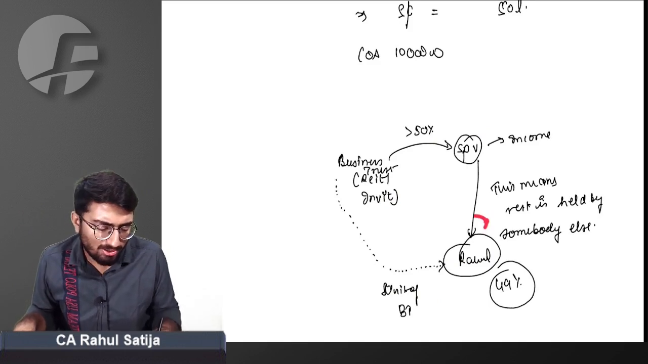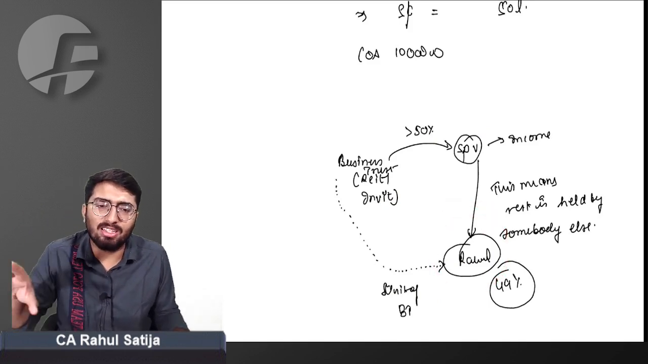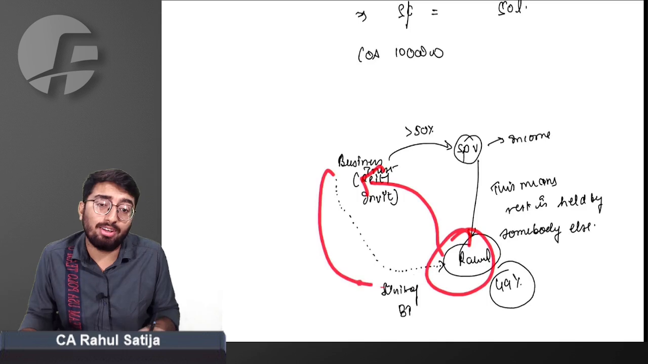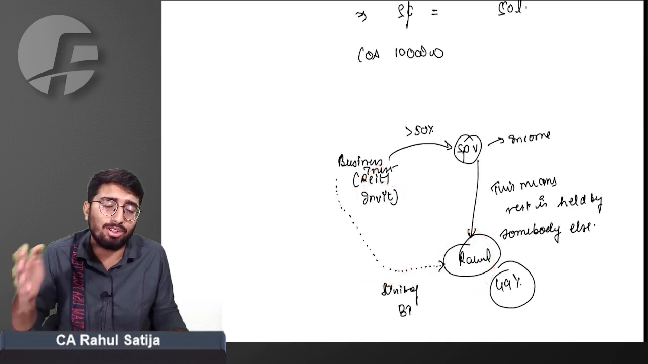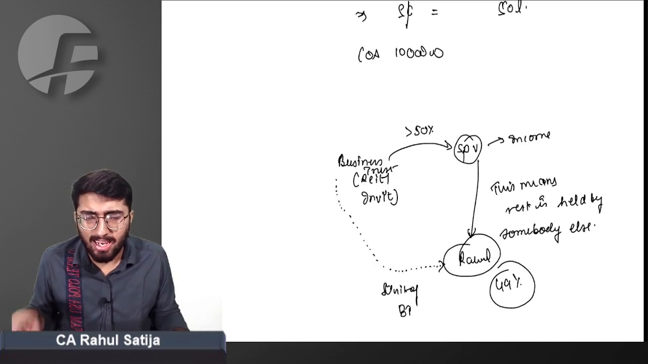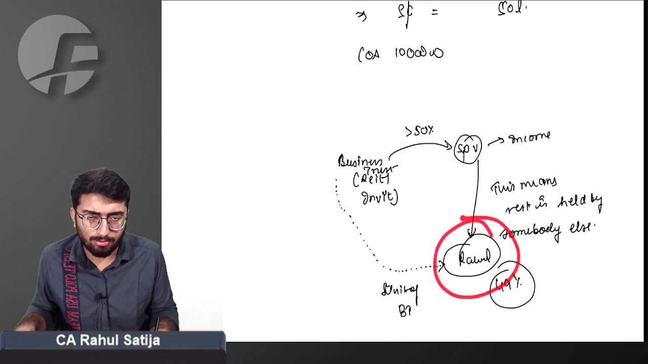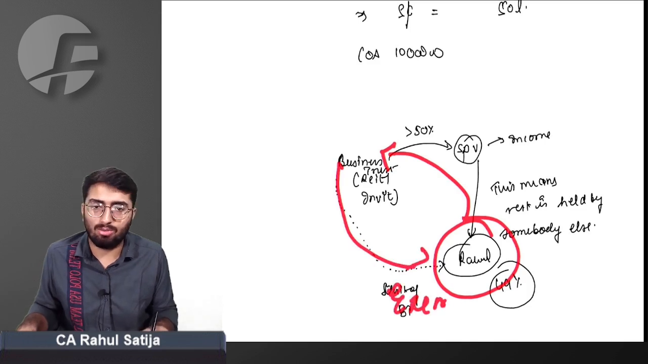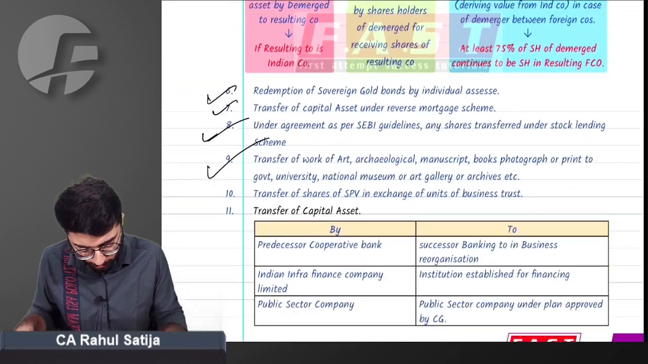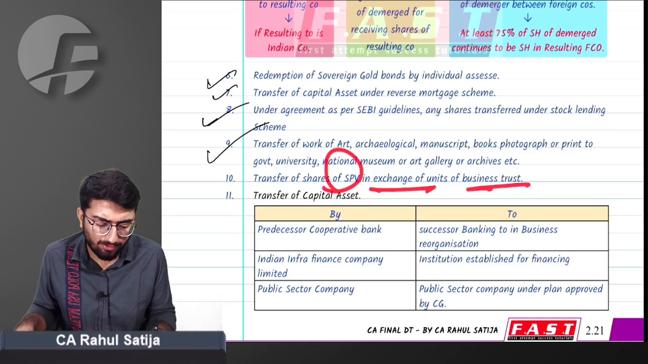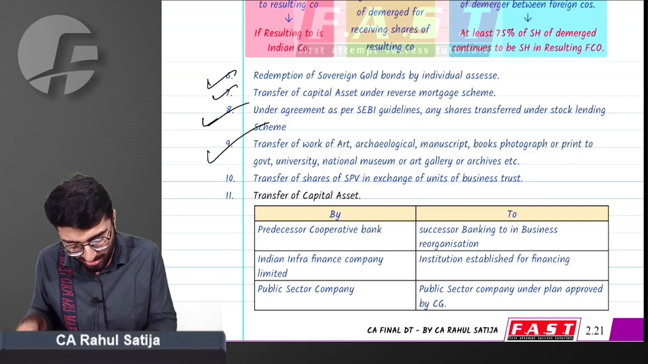Can I say there is transfer on account of Rahul? There is transfer occurring in the hands of Rahul. He is foregoing shares of company and receiving units of business trust. Any capital gain arising in the hands of the transferor on account of transferring shares of SPV to business trust and getting units will be exempt on account of Rahul. What this provision says: transfer of shares of SPV in exchange of units of business trust will be an exempt transfer.